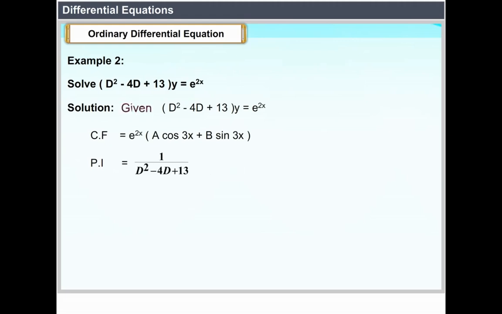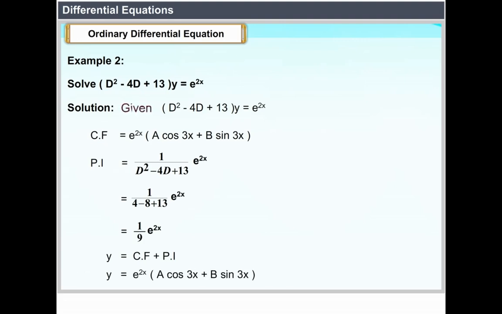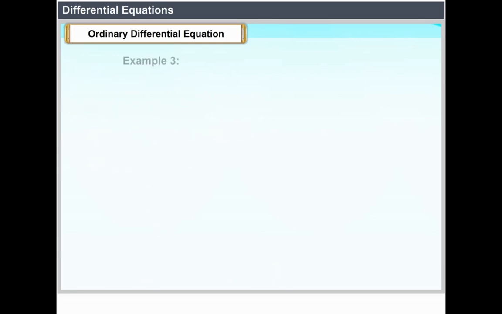PI = 1/(D² - 4D + 13) e^(2x) = 1/(4 - 8 + 13) e^(2x) = (1/9) e^(2x). y = CF + PI. y = e^(2x)(a cos 3x + b sin 3x) + (1/9) e^(2x).